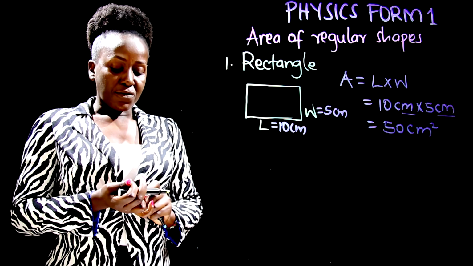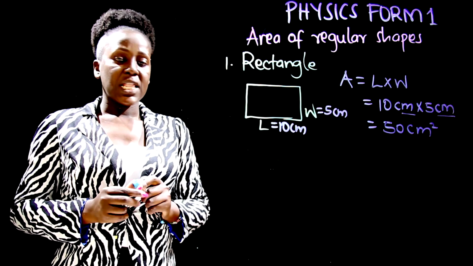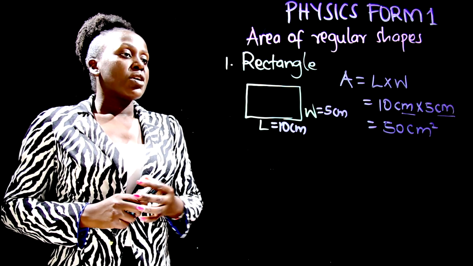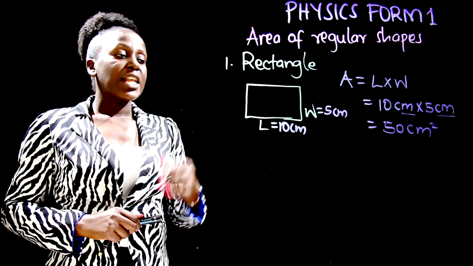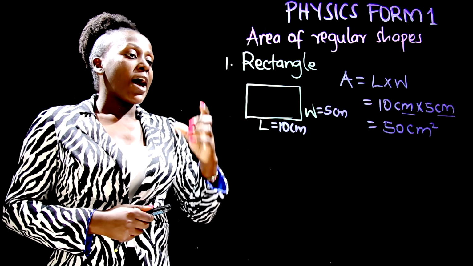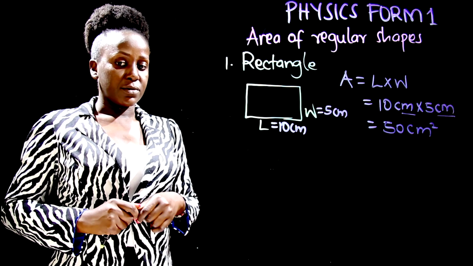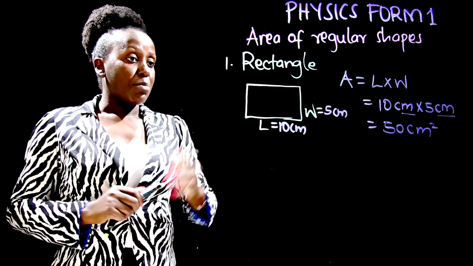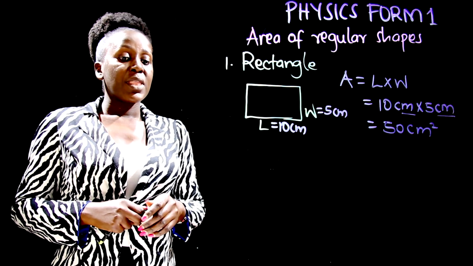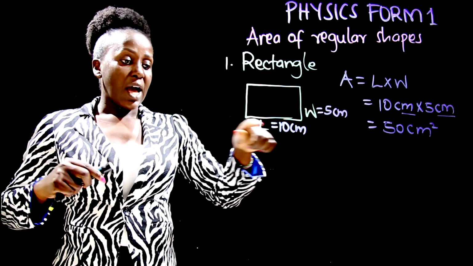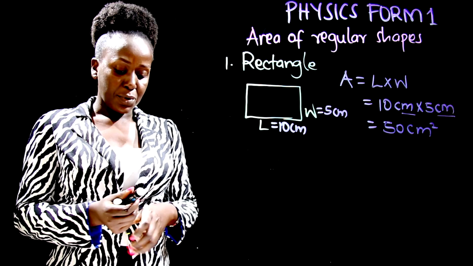Could you think of any object that is in a rectangular form? Any object that has the shape of a rectangle? Like the top part of your book is a rectangle. Most tables are rectangular in shape.